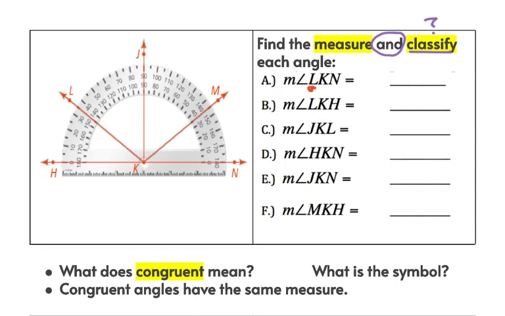So let's go follow the directions here. I have to travel from L, where's L? Here it is in blue, I'm putting a dot on it, into K for the vertex, and then out to N.